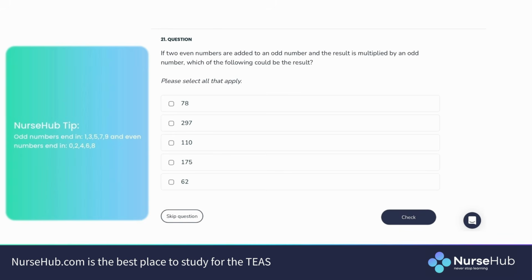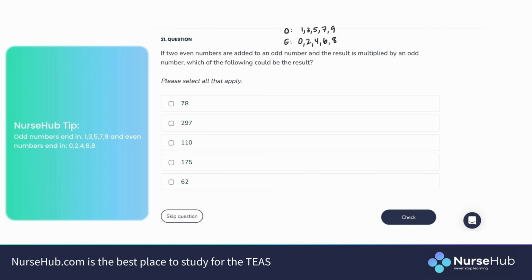Question 21. If two even numbers are added to an odd number and the result is multiplied by an odd number, which of the following could be the result? All right, let's go through this. So just a quick reminder, odd numbers are going to end in 1, 3, 5, 7, or 9. And an even number is going to end in 0, 2, 4, 6, or 8. Now with a question like this, I highly suggest you try out numbers to see what happens.